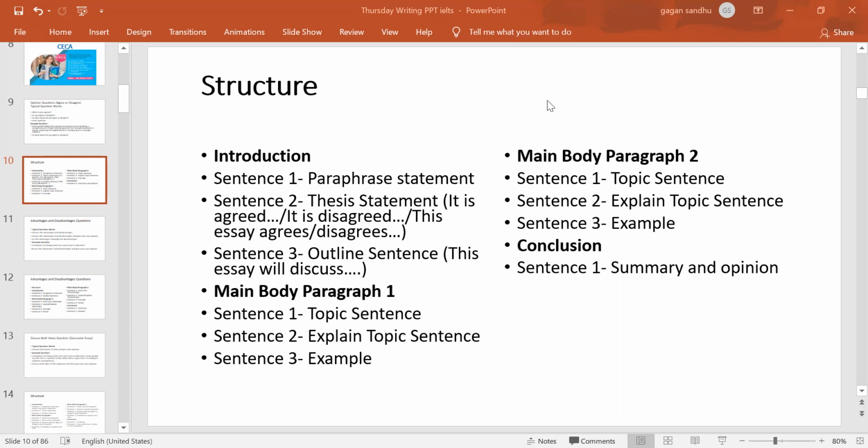Suppose you have learned the PT formats. They don't work here. There is no format here, so you have to write whatever you know by your own personal knowledge. Any crammed thing you are writing here, you won't be getting more than band 5.